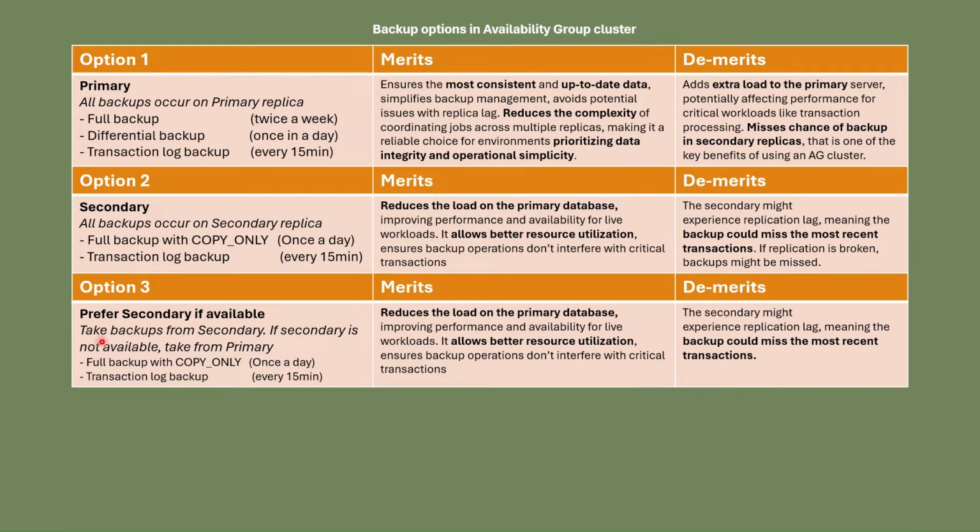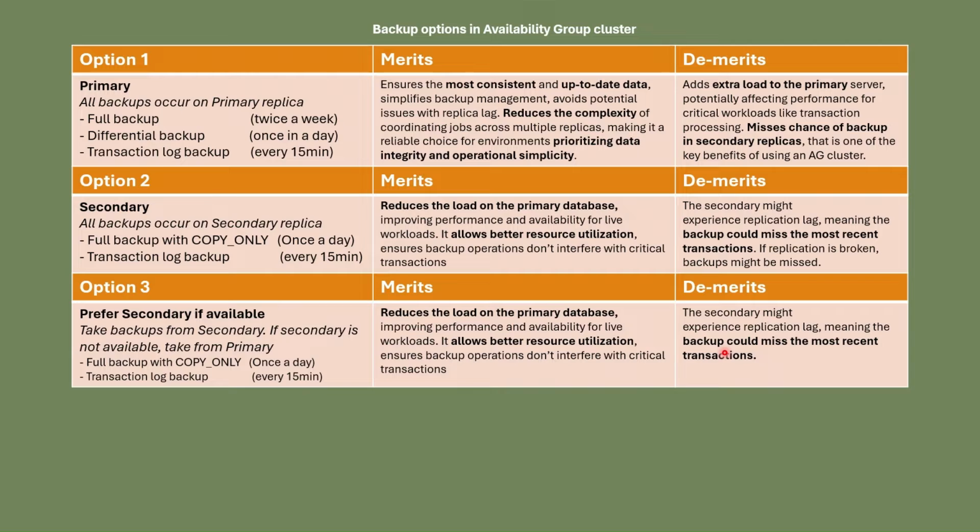Third option is nearly similar. We take backup from secondary as long as secondary is available. If secondary is not available, we can take backup from primary. So when secondaries fail, we are taking backup from primary. Okay, as a result, demerits are decreasing, right? Compared to option 2. This is good thing.